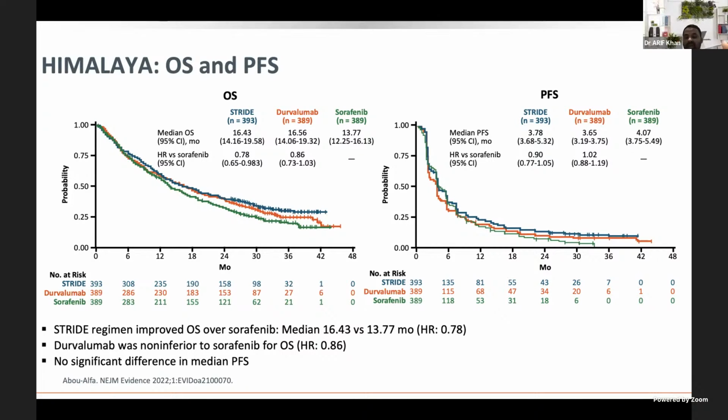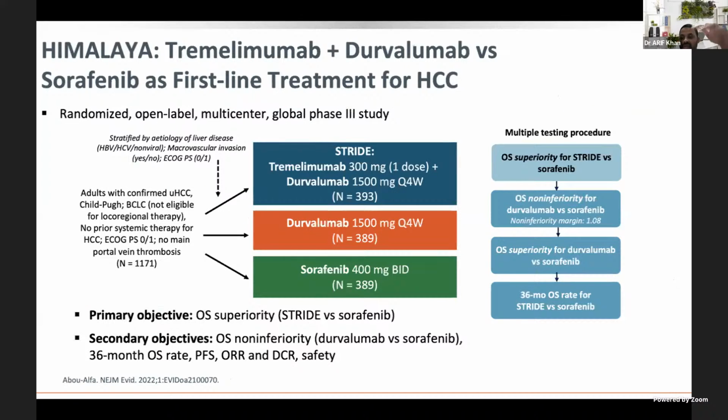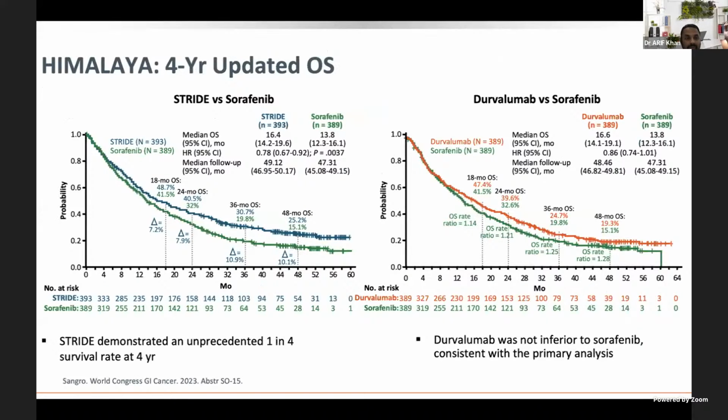So overall survival was significantly improved, with a hazard ratio of 0.78. The second hierarchical testing, the endpoint of proving the non-inferiority of Durva with sorafenib, was also met, but they could not prove the superiority of single agent Durva as compared to sorafenib. So the third hierarchical testing was not met in this trial.